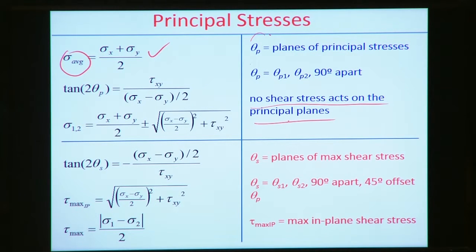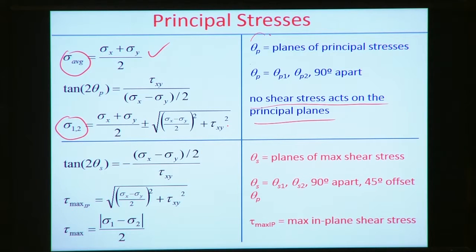So we can define the principal plane over which the principal stresses act, but on that plane there doesn't exist any shear stress value. With manipulation, we can find that sigma 1,2, that means principal stress 1 and principal stress 2, will be sigma x plus sigma y by 2 plus or minus the square root of (sigma x minus sigma y by 2) squared plus tau xy squared.